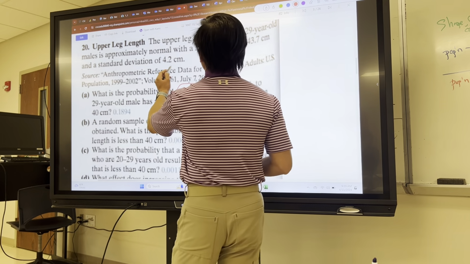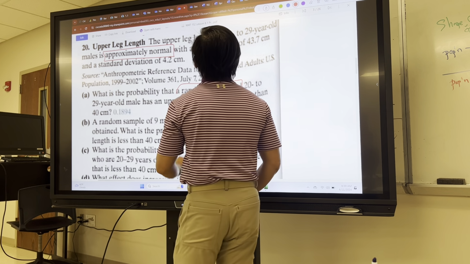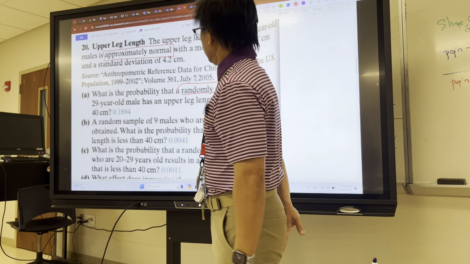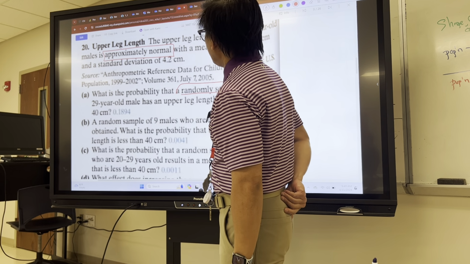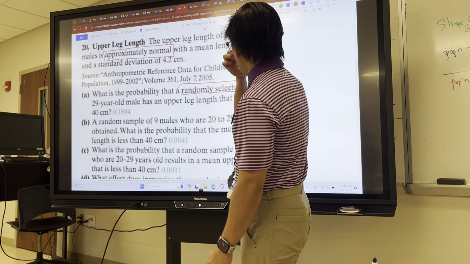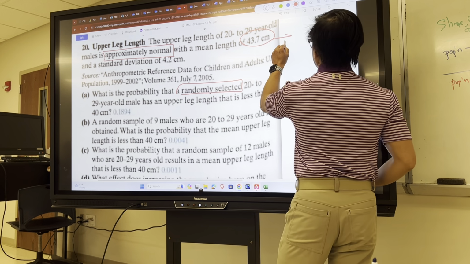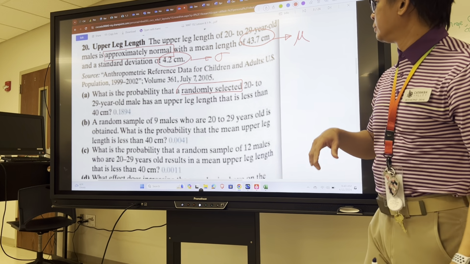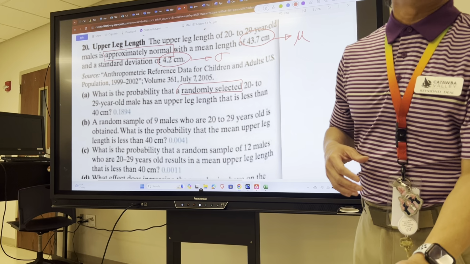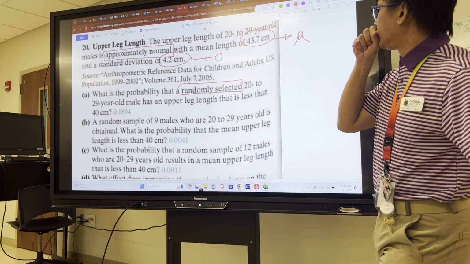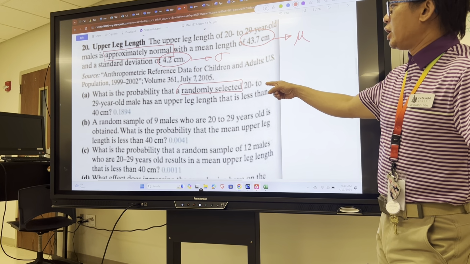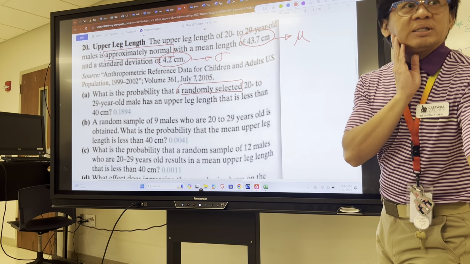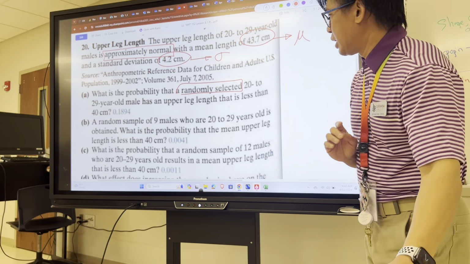Is that correct? Well, it says here it is approximately normal, the entire population of 20 to 29-year-old males in terms of their upper leg length. What is the mu? It's given. And what is the sigma? They're given a sigma. It doesn't say, however, how many males were randomly selected. So if that is the case, what do we do here?